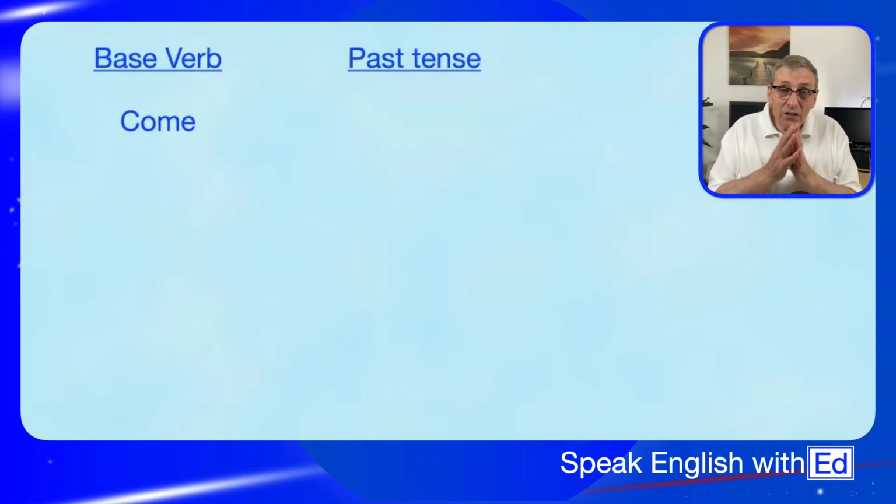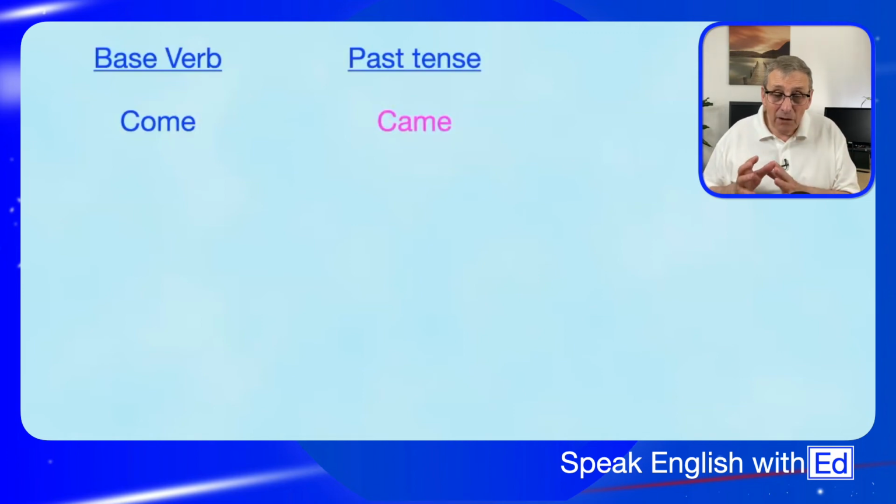So we take the verb come. The verb come is an irregular verb because we can't apply any rules to changing it. It's just a different word. Come is the base verb, and in the past tense it becomes came, whichever you want to say. I say came.